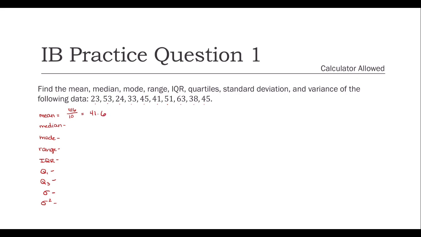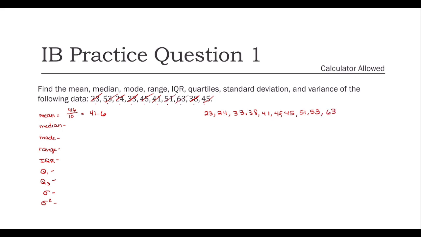For our median, we need to put the numbers in order. So our lowest number is going to be 23. Then we have 24, then we have 33, 38, 41, 45, 45, 51, and 53. And then we have 63.